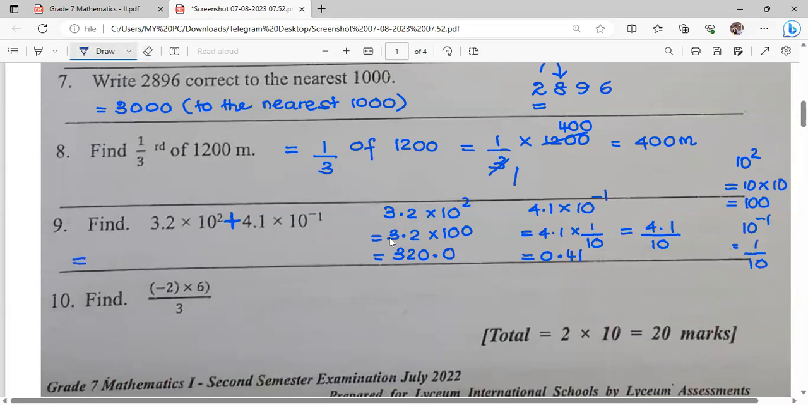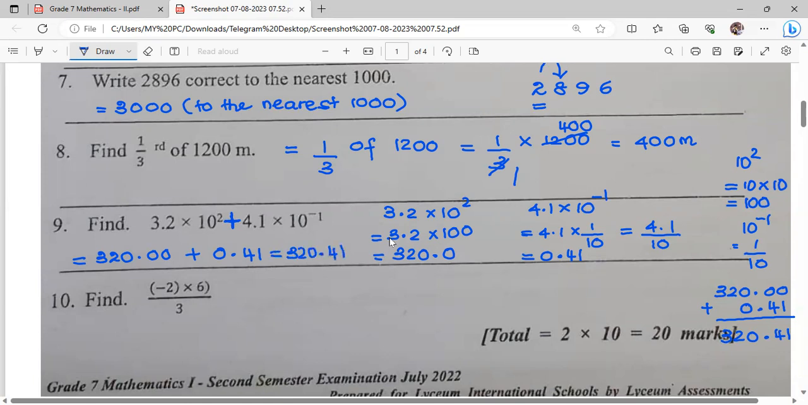Okay. Now what you want to do, children, that you want to write this. 320.00. Then why I wrote 00? Because the other part I have 2 decimal places now. So then here I write 320.00 and 0.41. So then when you add them together, so it is 320.41.